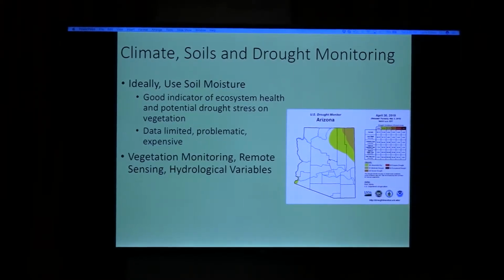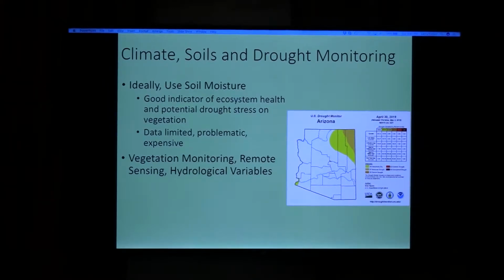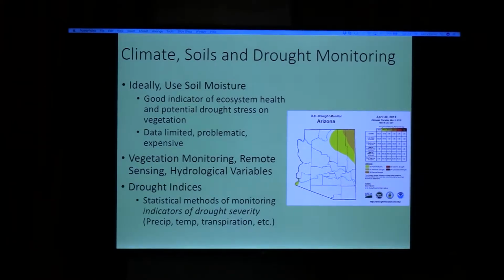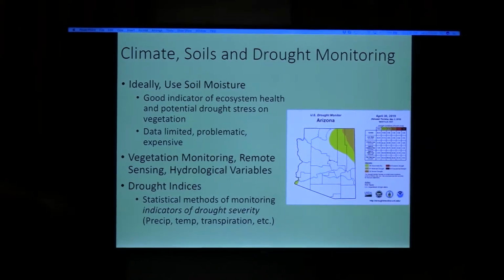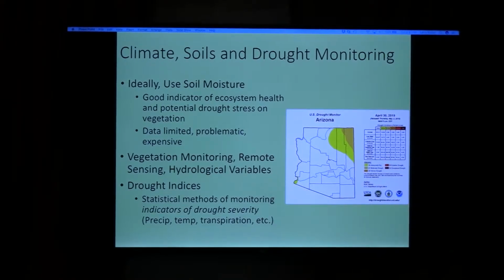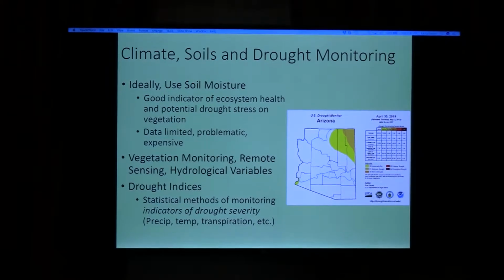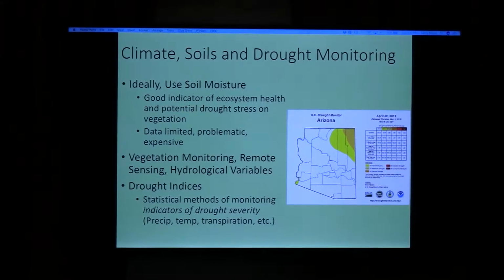Another way we can monitor drought is by monitoring vegetation, using different remote sensing tools, or a lot of hydrological variables. But the main thing that we're going to be using for this project is these different drought indices. The World Meteorological Organization defines drought indices as statistical methods of monitoring indicators of drought severity. And indicators of drought severity are things like monthly precipitation totals, monthly min and max temperature, transpiration rates, etc.